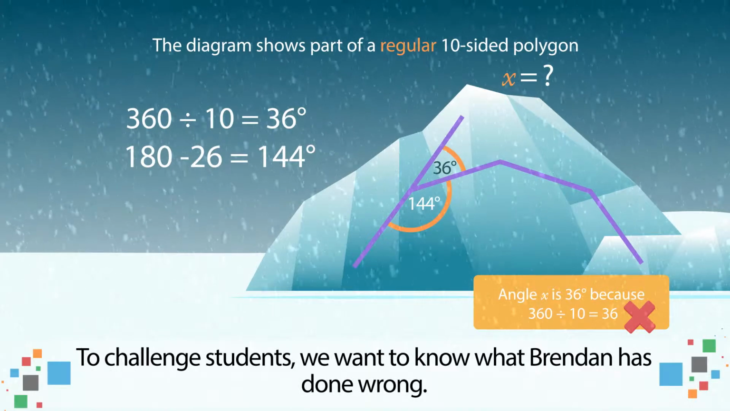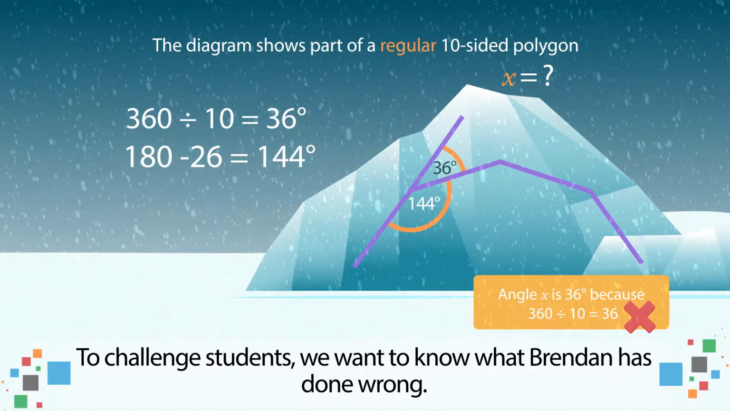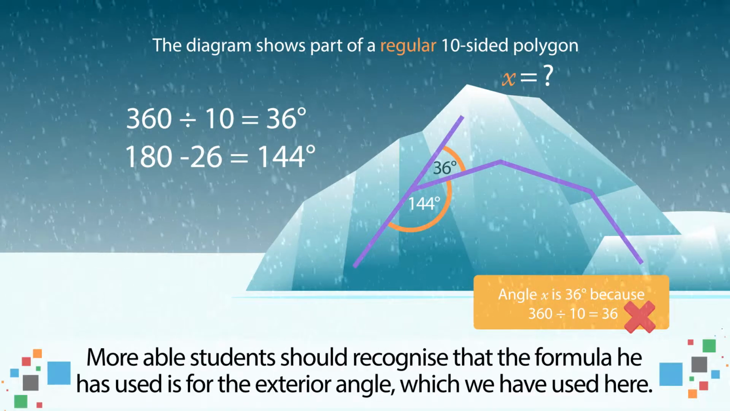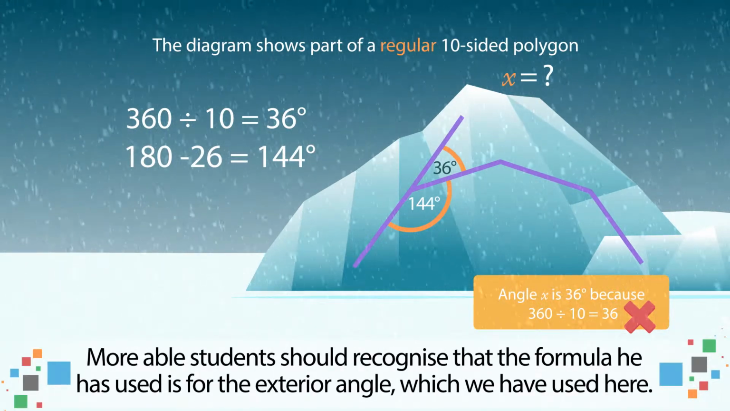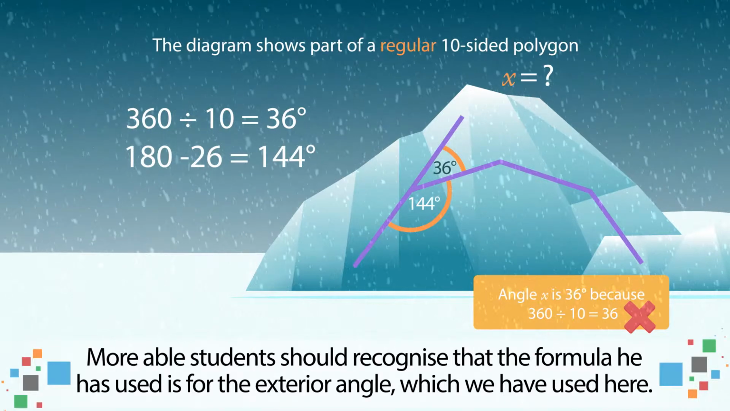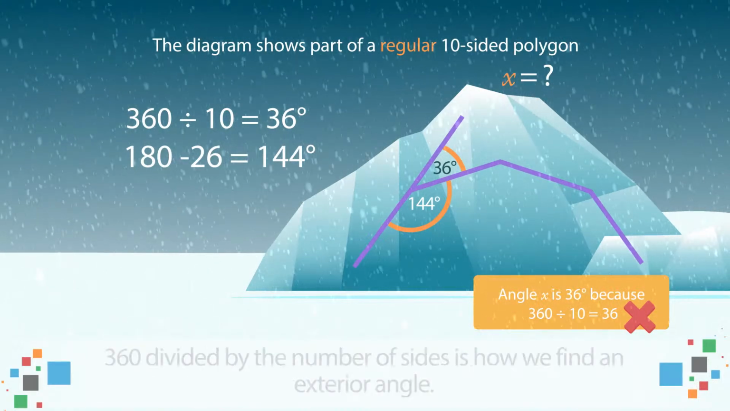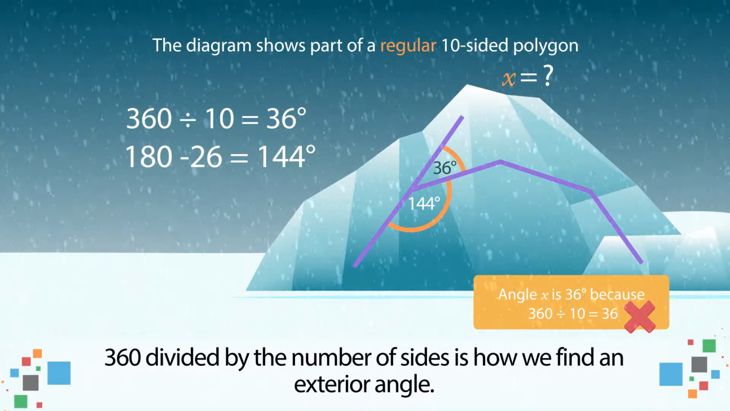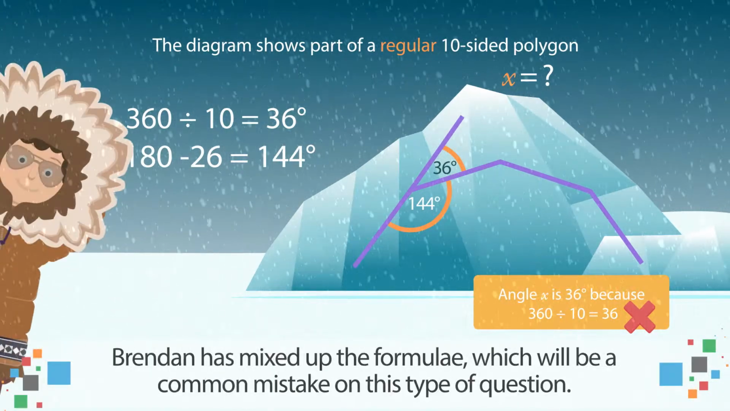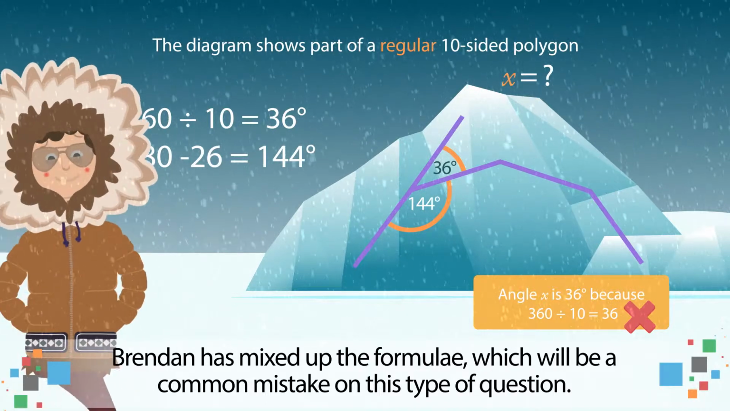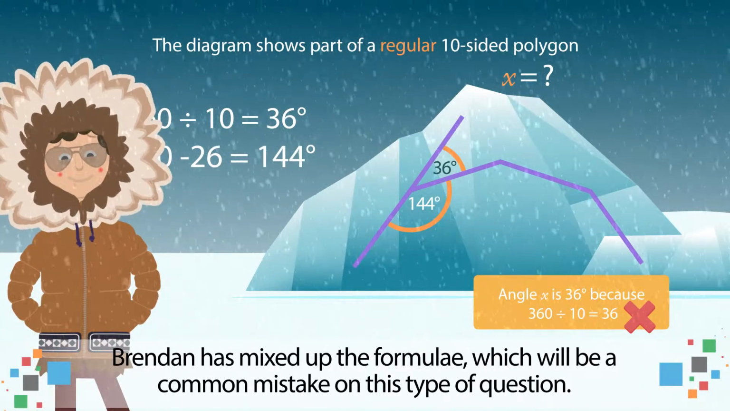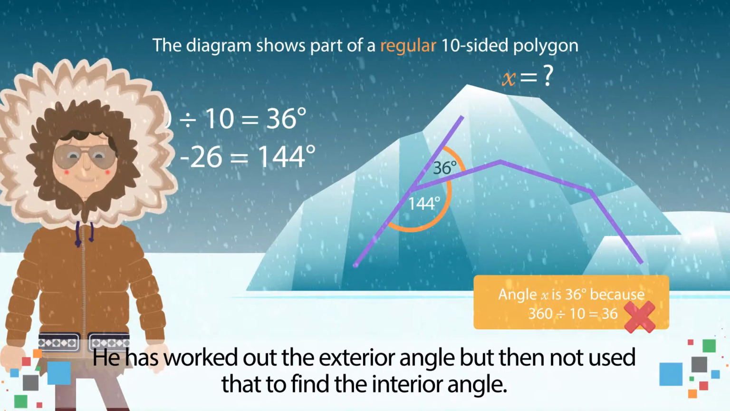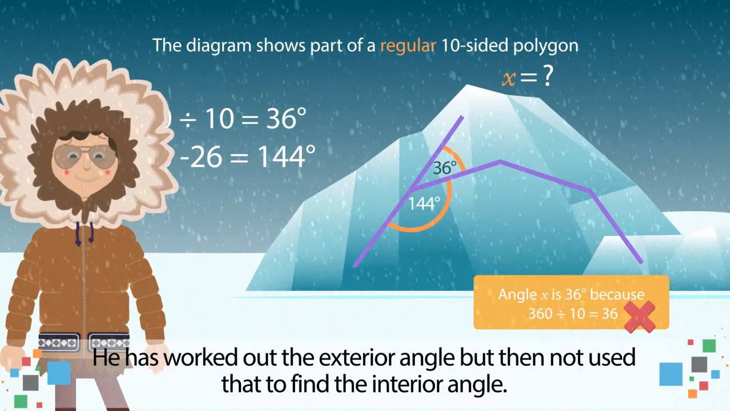To challenge students, we want to know what Brendan has done wrong. How has he gotten the wrong answer? More able students should recognise that the formula he has used is for the exterior angle, which we have used here. 360 divided by the number of sides is how we find an exterior angle. Brendan has mixed up the formulae, which will be a common mistake on this type of question. He has worked out the exterior angle, but then not used that to find the interior angle.